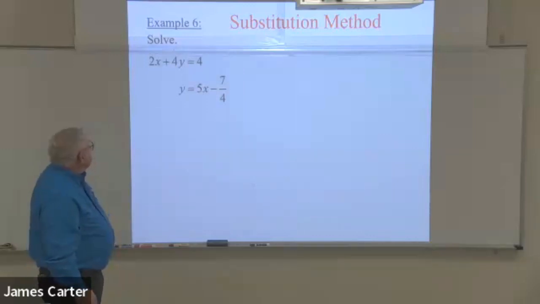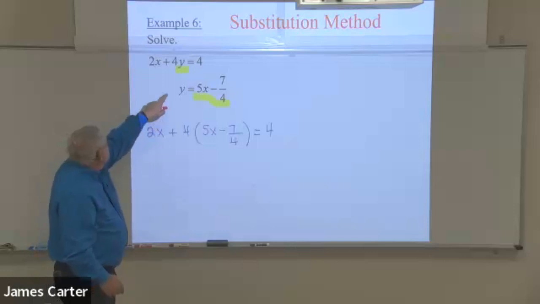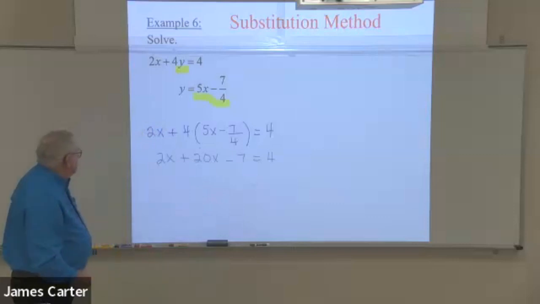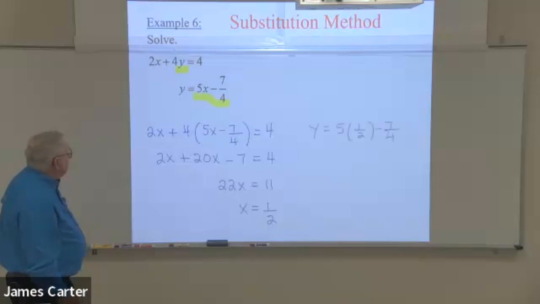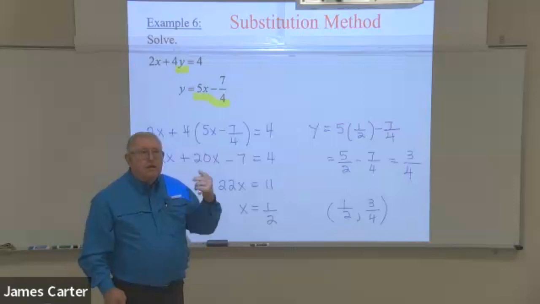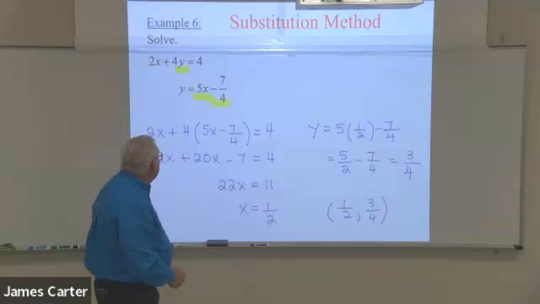Here is another set. I've already got an isolated equation, so this one's kind of easy. We're going to replace the y with this. We simplify. And in this case, we get x equals 1/2. We go through, substitute it in, and we get a unique point. We got a unique point. These are independent, distinct lines.